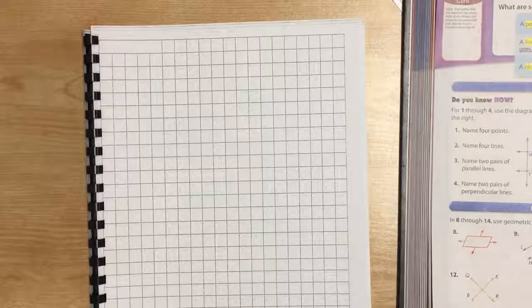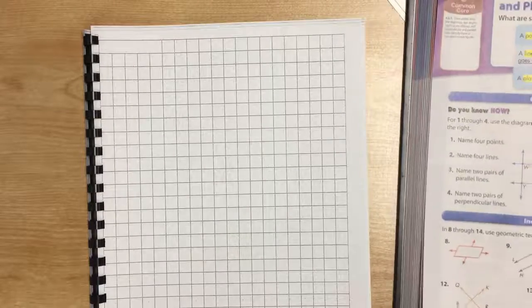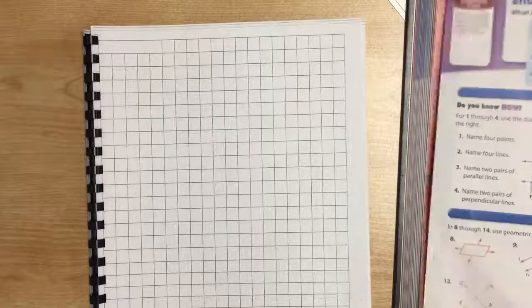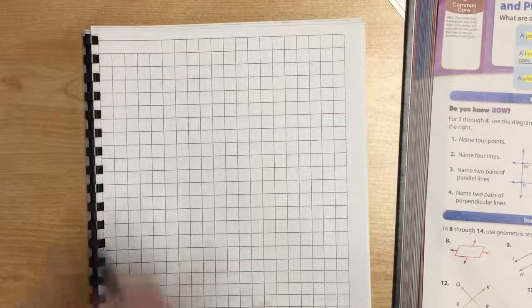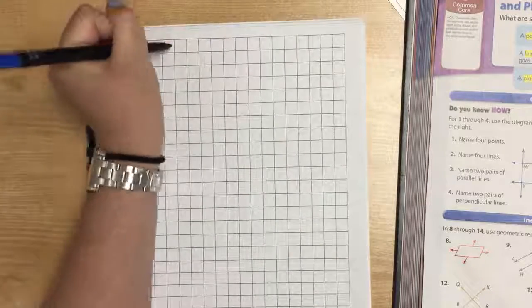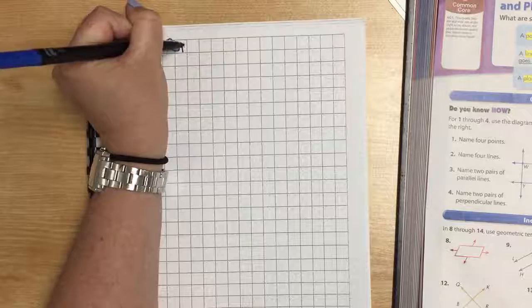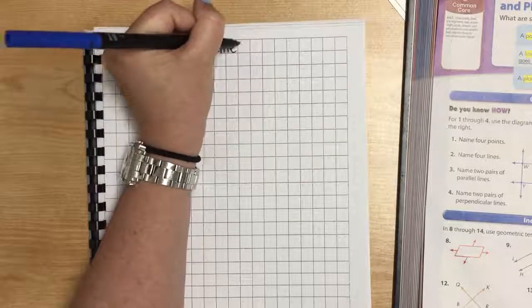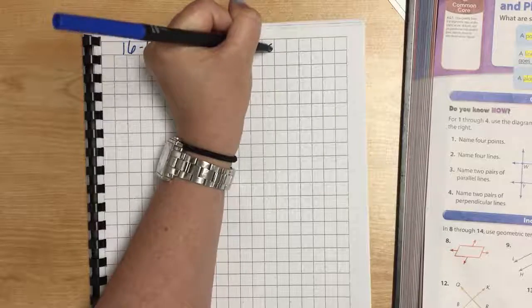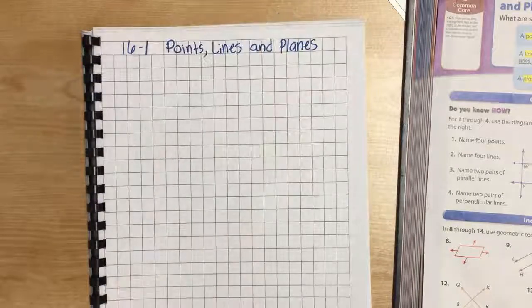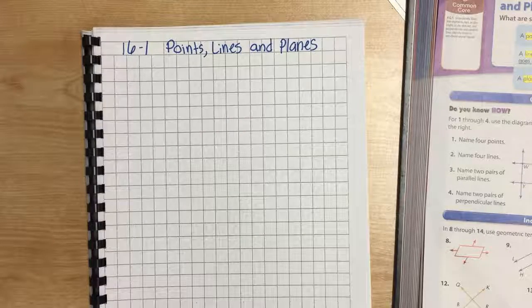All right, we're starting our new unit of lines and angles and shapes. Oh my. Today we're going to be talking about points, lines, and planes. And we're going to start with some vocabulary words.